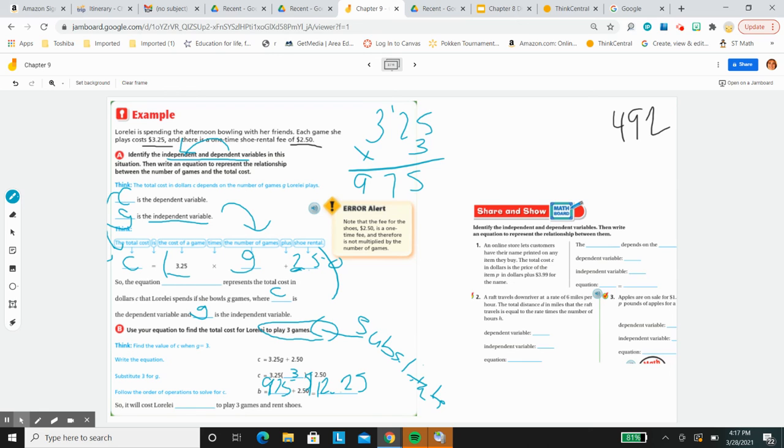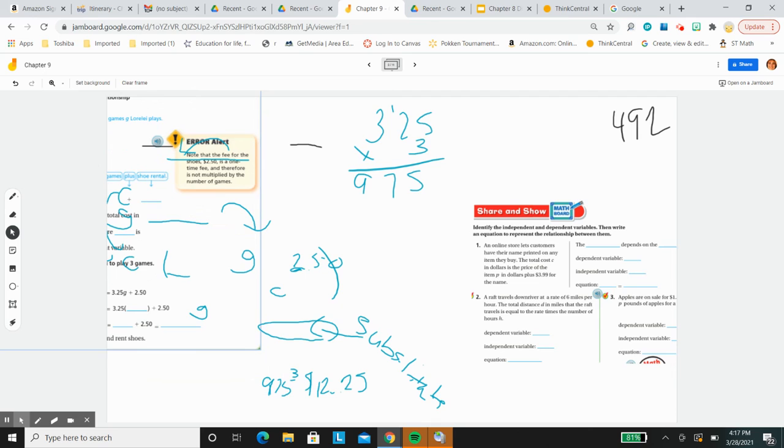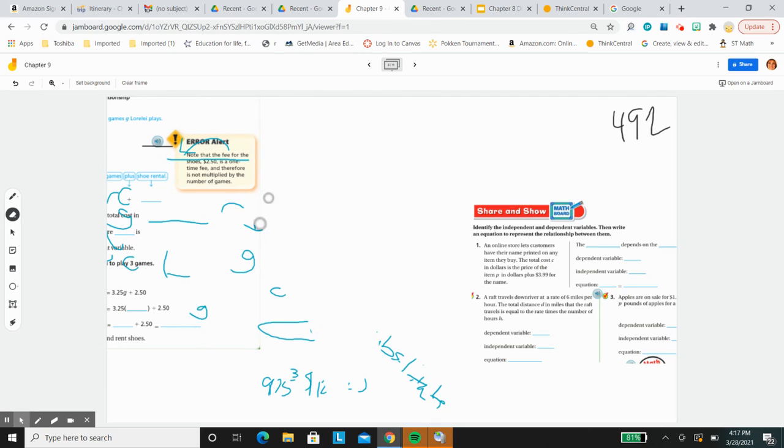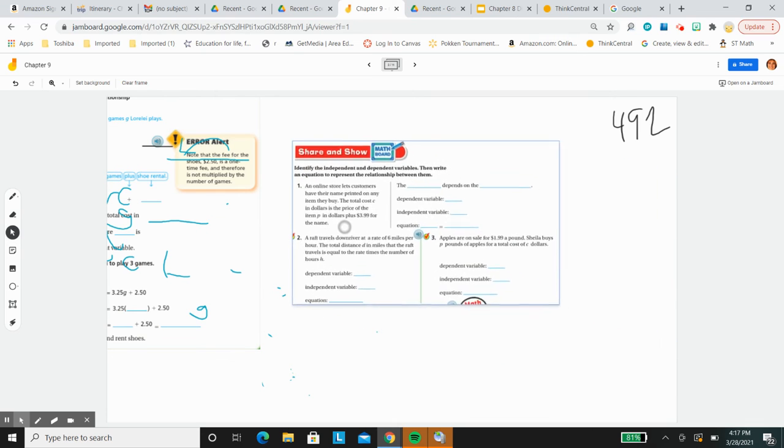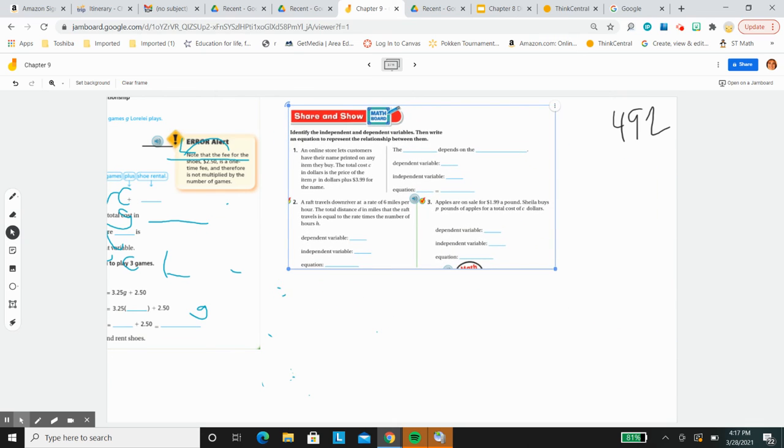All right. Let's just take one more moment here. Give me just a second to make more room. Let's take a look at that share and show page really quick. So we're going to take a look at a problem here. Problem number 1, which is about an online bookstore. We're going to identify the variables. Then we're going to make an equation.